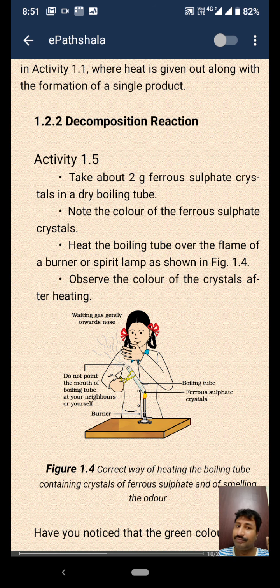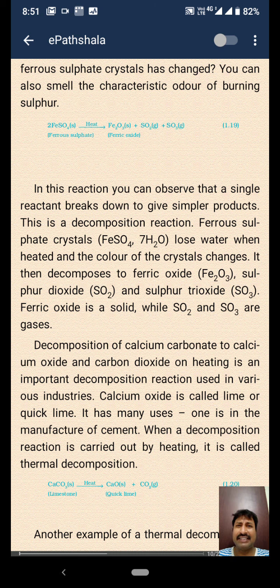And decomposition reaction, example for decomposition, ferrous sulfate. Ferrous sulfate, when it is heated, it will turn into ferric oxide plus sulfur dioxide and sulfur trioxide gas will be evolved. This is a very easy example. Okay, and calcium carbonate, that is also a very easy example. When calcium carbonate is heated, it will form calcium oxide plus carbon dioxide gas will be given out.